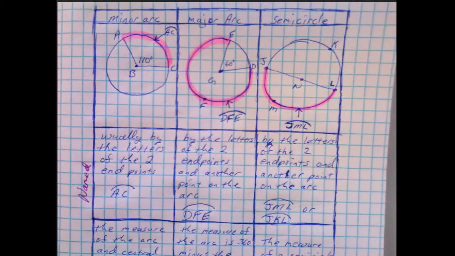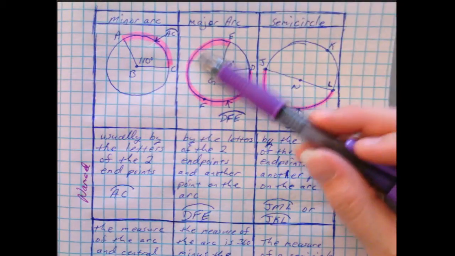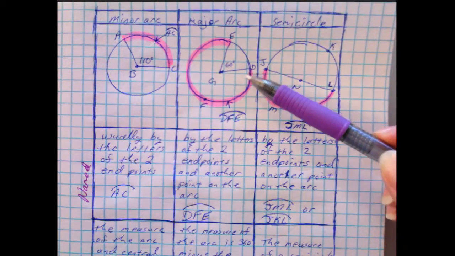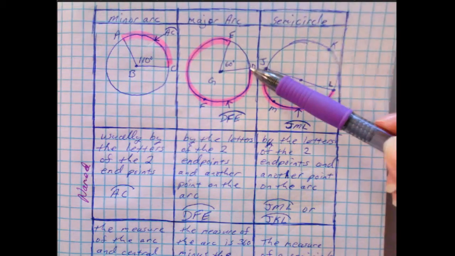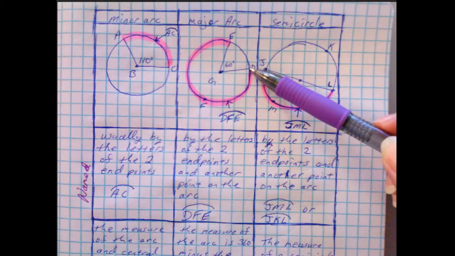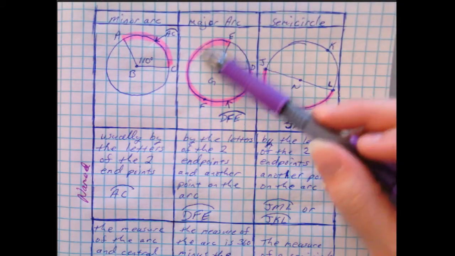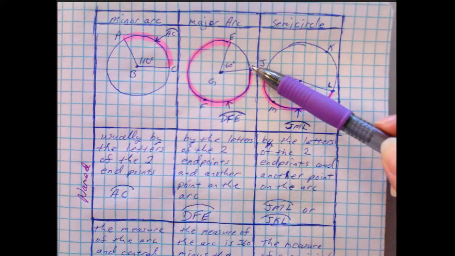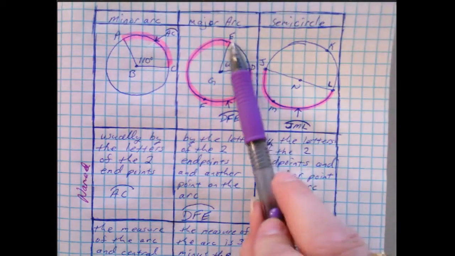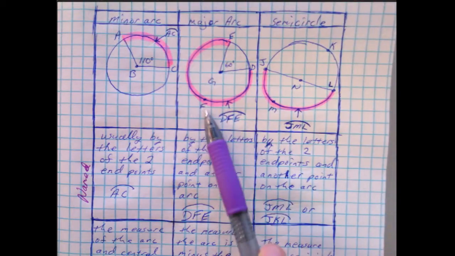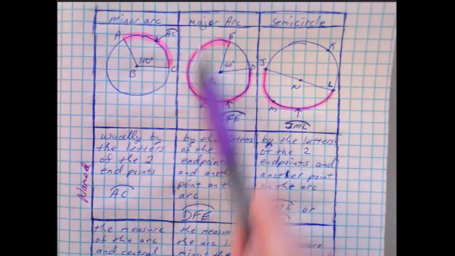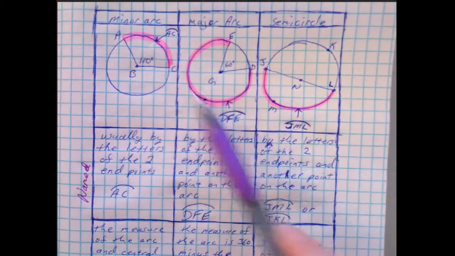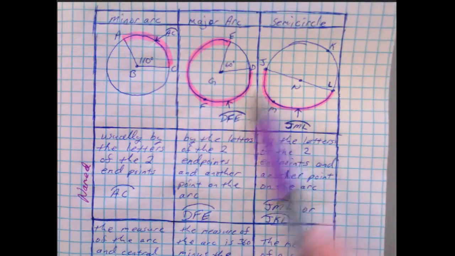So then for a major arc, so a major arc is this big arc here. For that one, we actually use 3 letters. So we're still using the 2 endpoints, but now we're using one other point that's on the arc, so that way I know I'm going this direction instead of just the minor arc. Okay, so for this one, I have E and D, and then in the middle here is F, so I'm just going to go around. So D, E, F. You can go either direction here, so it could be E, F, D, or D, F, E.